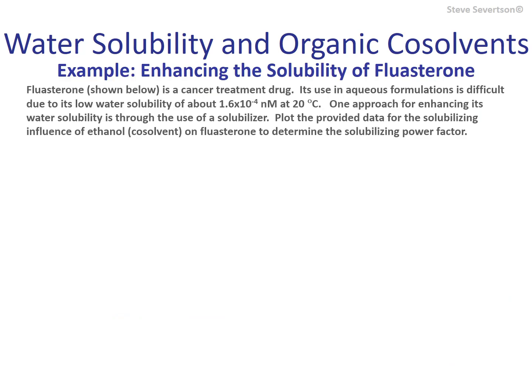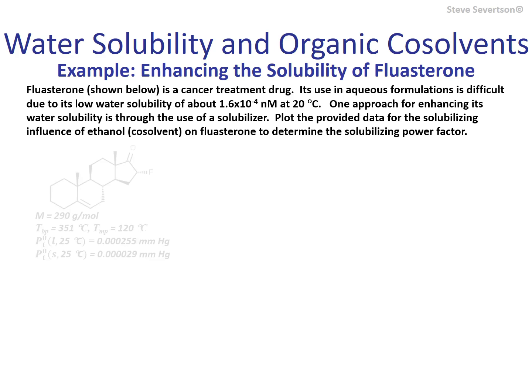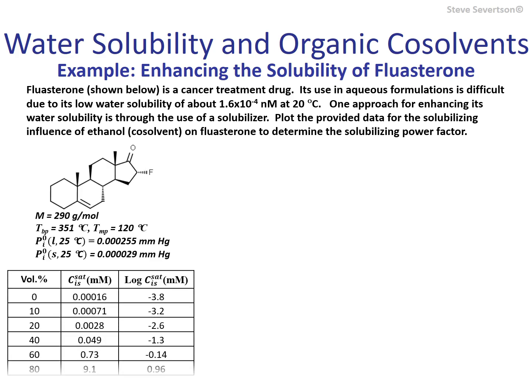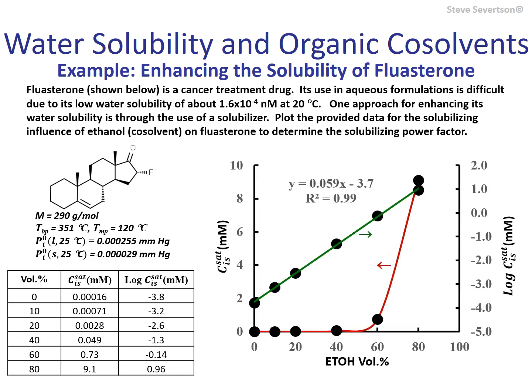The example provides data for the water solubility of progesterone as a function of added ethanol concentration. We are asked to plot the data and report the solubilizing power factor. Both linear and nonlinear plots are provided. The log-linear model we reviewed provides a good fit of the data, for which the solubilizing power factor is the slope of the resulting line.